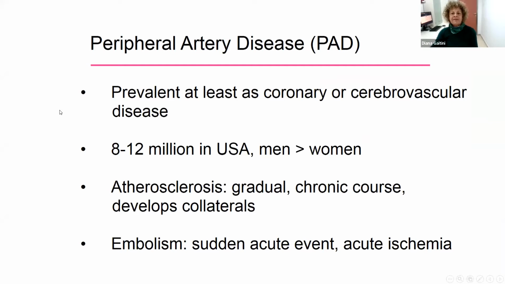The peripheral artery disease is as prevalent at least as coronary or cerebrovascular disease. It is present in about 10 million people in US yearly. It's more common in men than in women and may be based on arteriosclerotic plaques. And in this case, it will be gradual with a chronic course and makes time to develop collaterals. On the other side, we may have an embolism that leads to a sudden acute event with acute ischemia.